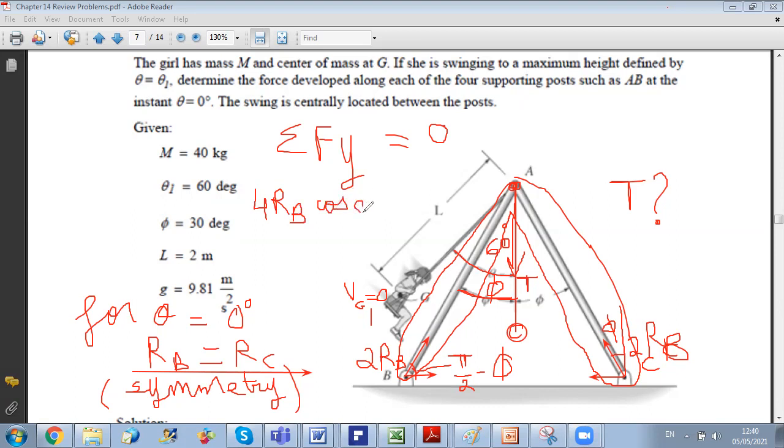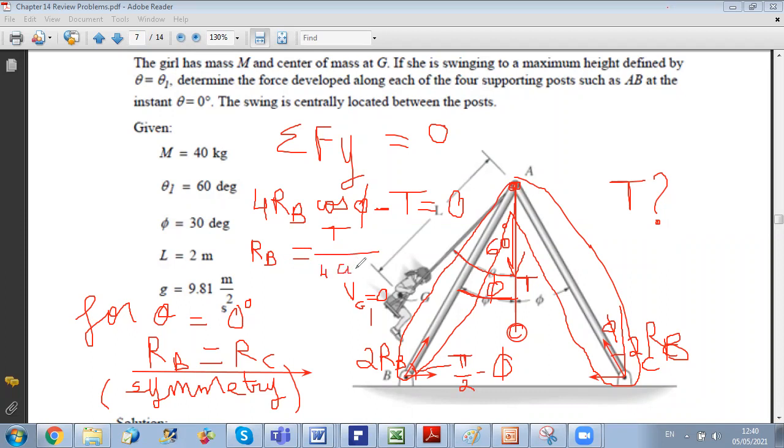So you have 4 RB cosine phi minus T, which is the force developed in the cable, equals 0. This will give you the value of RB as a function of T. So you can deduce that RB can be calculated as T over 4 cosine phi. The angle phi is given, so we still need to find T.